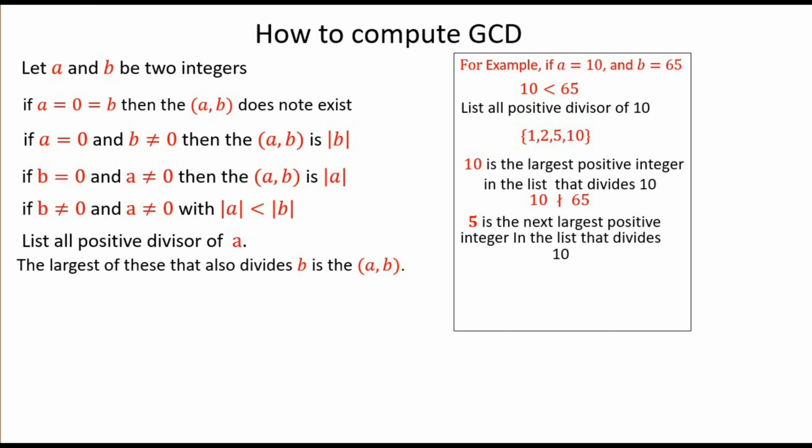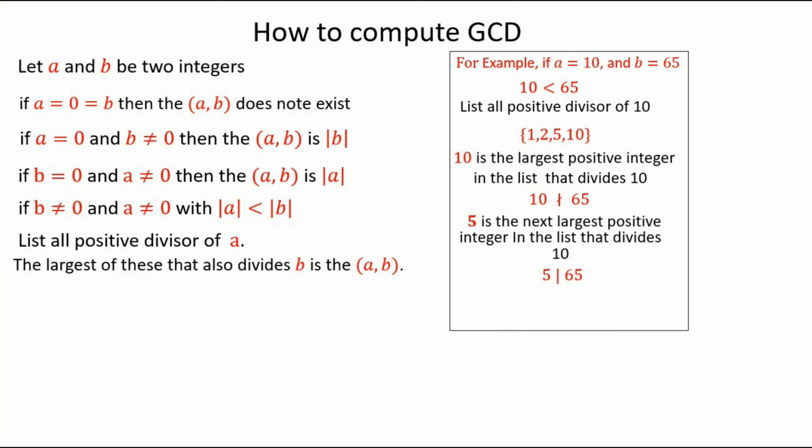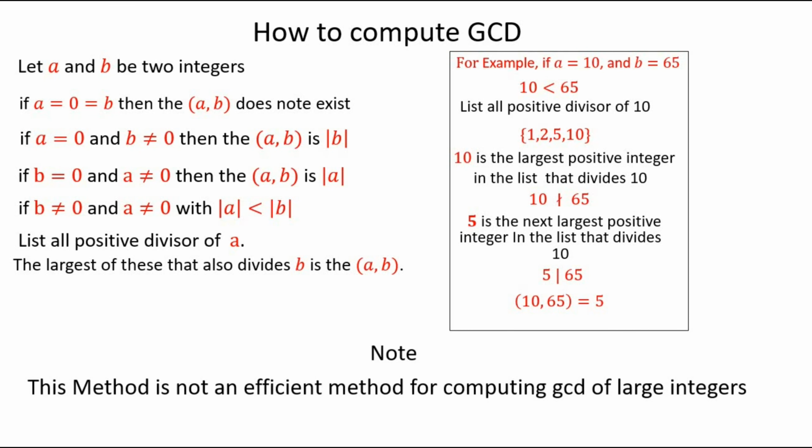The next largest positive integer in the list that divides 10 is 5. 5 also divides 65. Here 5 is the largest positive integer in the list that divides both 10 and 65. Therefore, the GCD of 10 and 65 is equal to 5. Note that this method is not an efficient method for computing the GCD of large integers.